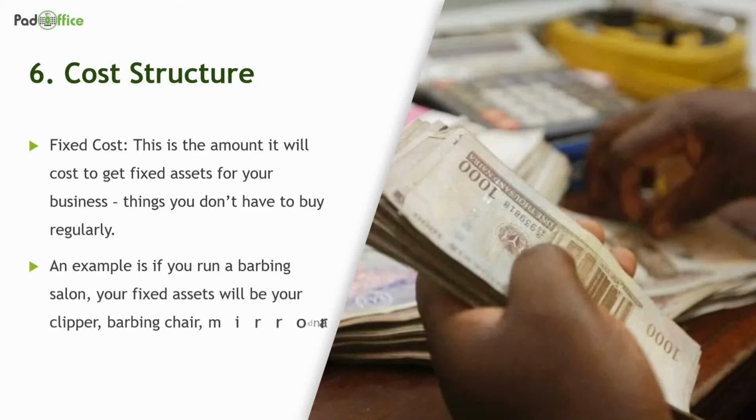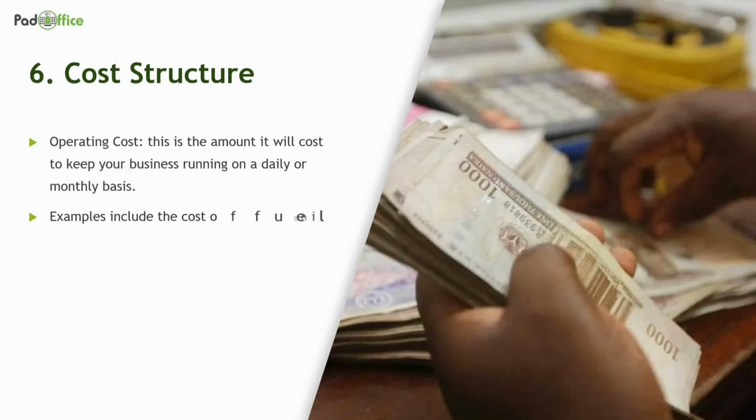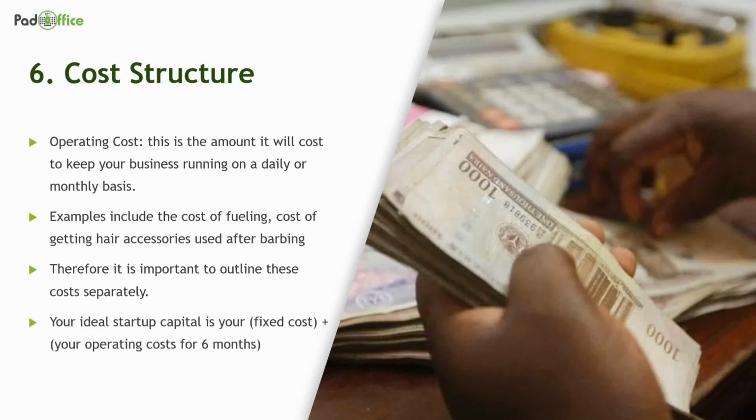An example is if you run a barbing salon, your fixed assets will be your clipper, barbing chair, mirror, and other things that you only have to buy once. Meanwhile, the operating cost is the amount it will cost to keep your business running on a daily or monthly basis. An example includes the cost of buying fuel, the cost of getting hair accessories used after barbing, and so on. So it's important to outline these costs separately. Your ideal startup capital is actually your fixed cost plus your operating cost for 6 months, because it is assumed that your business needs 6 months to become stable.